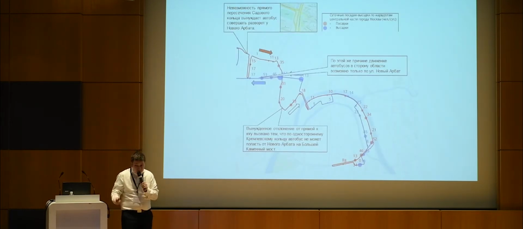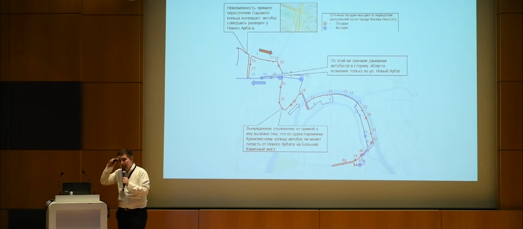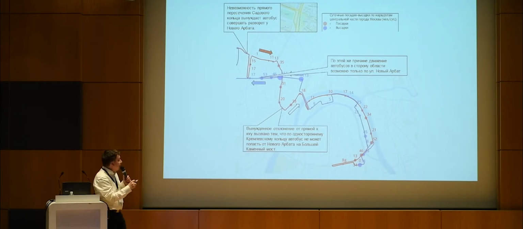So let's see. Sorry for the Russian. I will explain everything. So let's see how the road network design affects the bus service. So the bus is kind of trying to get from here to here, in a straight line. It kind of tries to run a straight pattern.